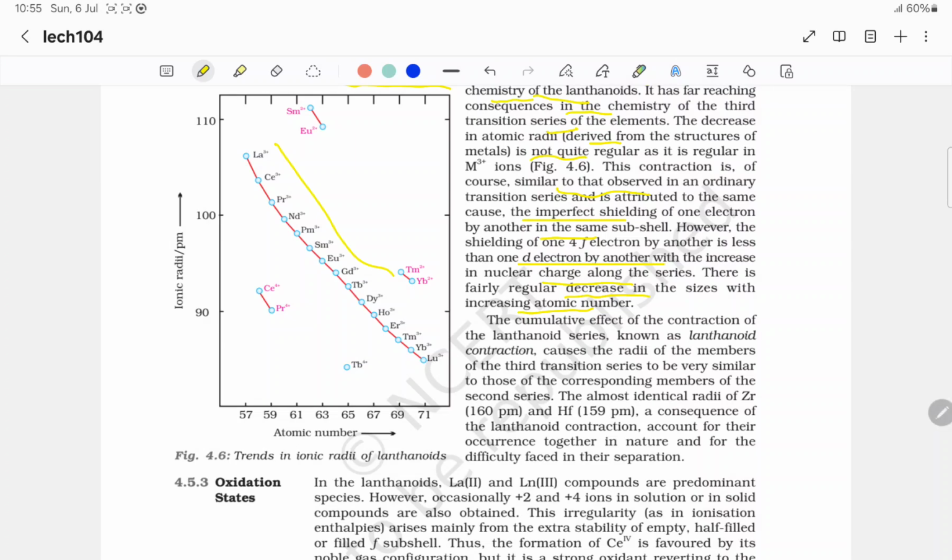The cumulative effect of the contraction of the lanthanoid series, known as lanthanoid contraction, causes the radii of the members of the third transition series to be very similar to those of the corresponding members of the second series. The almost identical radii of zirconium, 160 picometer, and hafnium, 159 picometer, a consequence of lanthanoid contraction, account for their occurrence together in nature and for the difficulty faced in their separation.